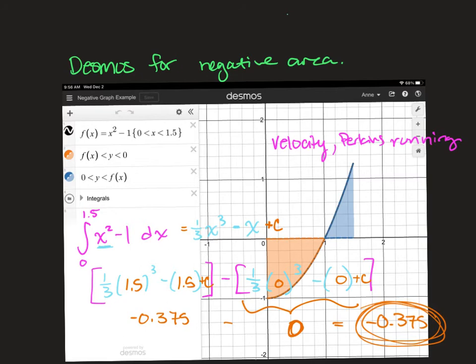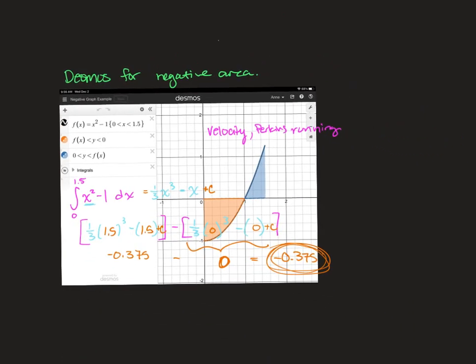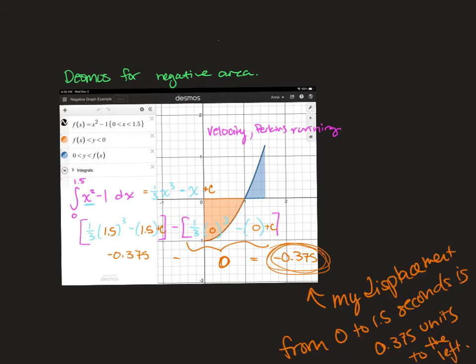Because when you differentiate or anti-differentiate, you're going backwards. So if this is velocity, I'm getting displacement. So this right here tells me my displacement from 0 to 1.5 seconds, or could be hours, whatever. I didn't actually label anything here. It is 0.375 units to the left. That's what that negative tells me. So just so you know, negative area can exist. It doesn't mean that this area is somehow a void in the universe. It just means that, in this case, negative means left or down, as opposed to positive, which means up or right.